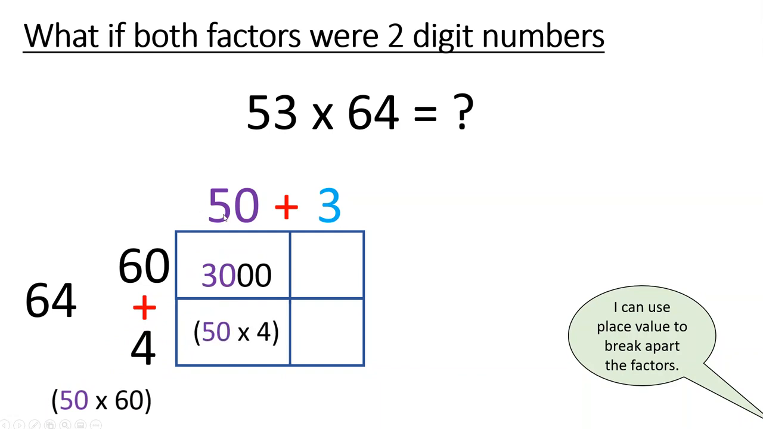Now we're going to do 50 times 4. And it doesn't matter what order you do it in. But you know this row is 50, this row is 4. 50 times 4, so 5 times 4 is 20. 20 times 10 is going to be 200.